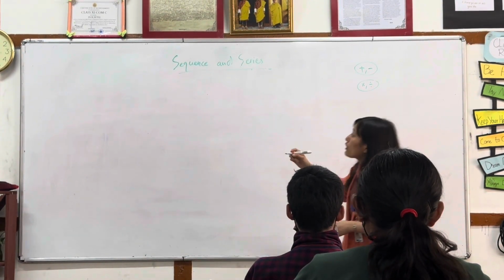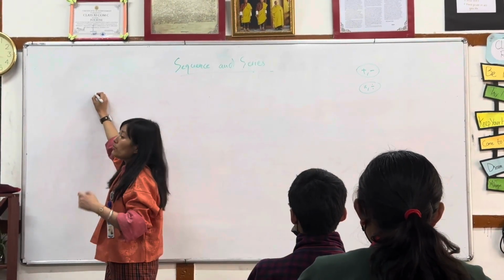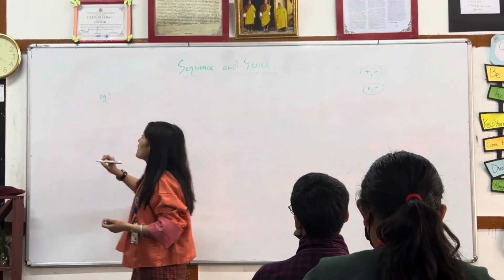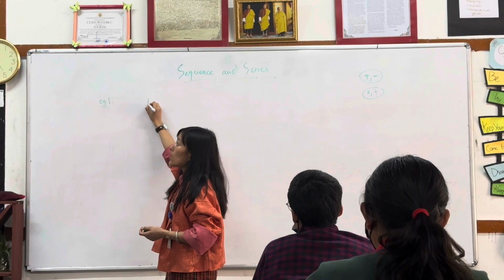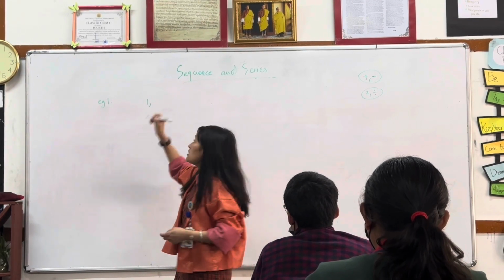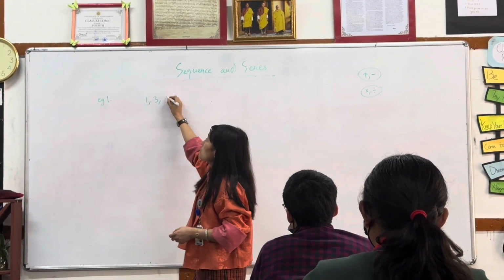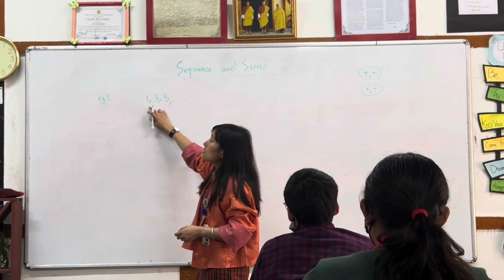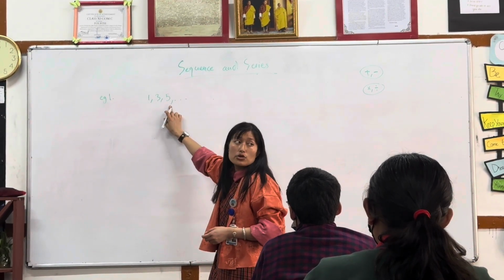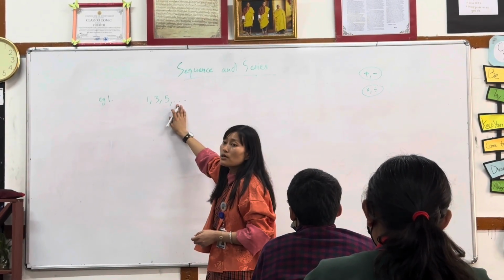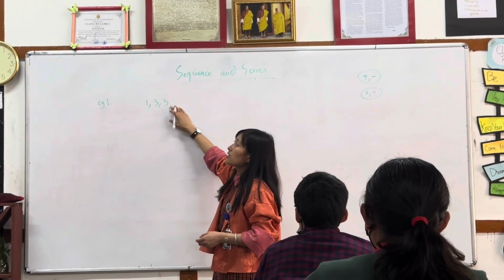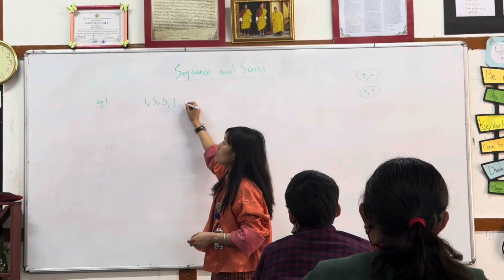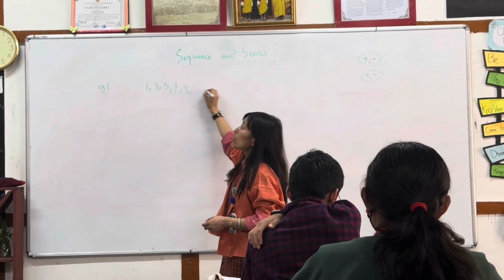Now, for example, if I bring a set of numbers, example number 1. Let's say I start with 1. Next one I write as 3, and the next one would be 5. Now, do you see some pattern hidden here? Yes or no? Can you guess my next number? So I have 1, then 3, 5. What would be my next number? 7. Okay, then 9. So you got it right.